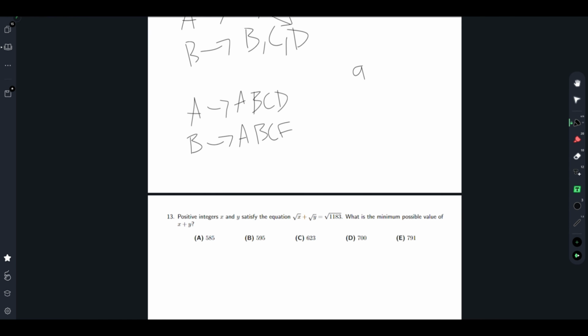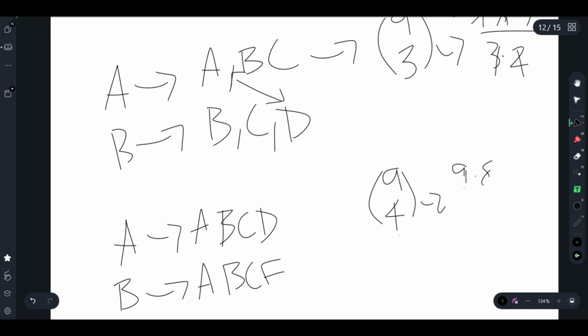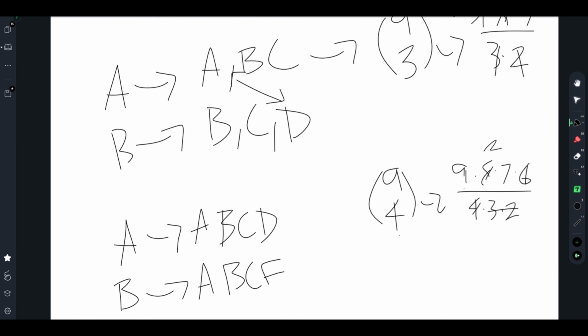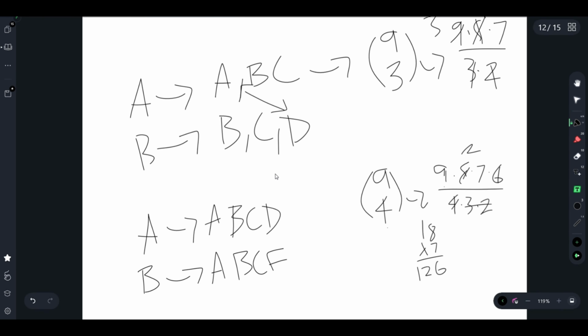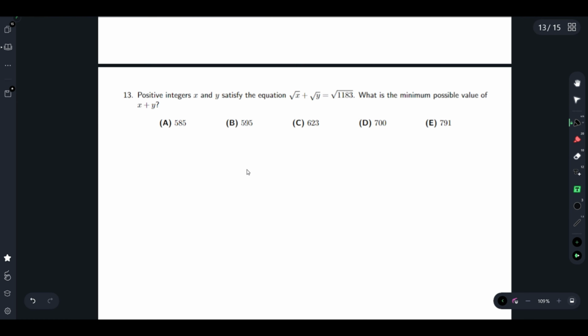So this is 9 choose 4, which is 9 times 8 times 7 times 6 over 4 times 3 times 2. This gives us 18 times 7. And well, this is more than 100. So A, 9 works. Moving on, problem 13.